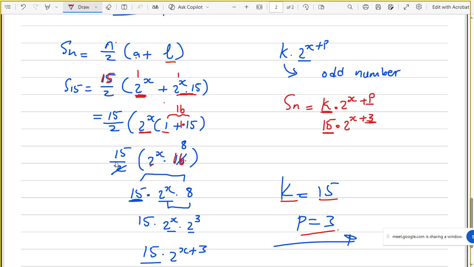But now when I multiply out the bracket, I know that this will be 15 into 2 to the x times 16. If I multiply the bracket by that, the 2 will divide 16 because that's an even number, which gives us 8. So this is like saying 15 times 2 to the x times 8. You want to almost? Yeah.